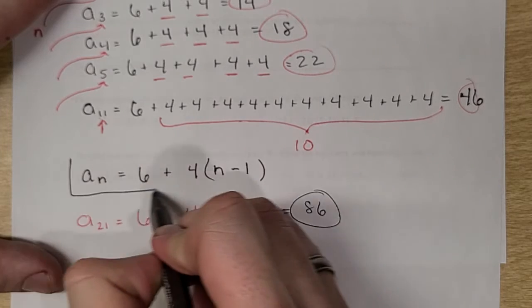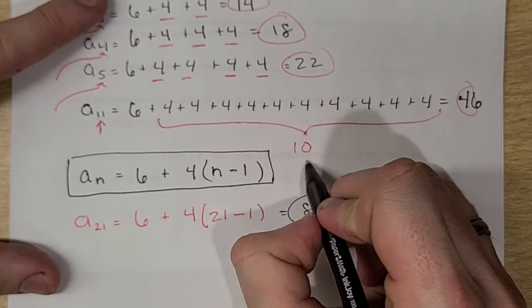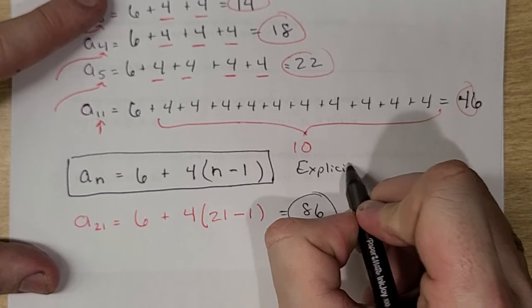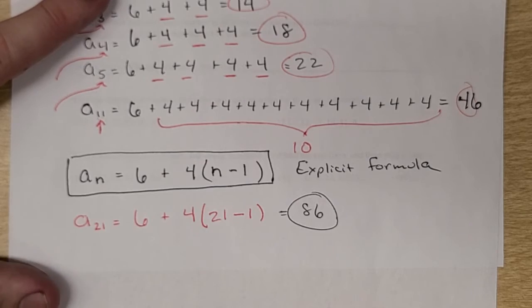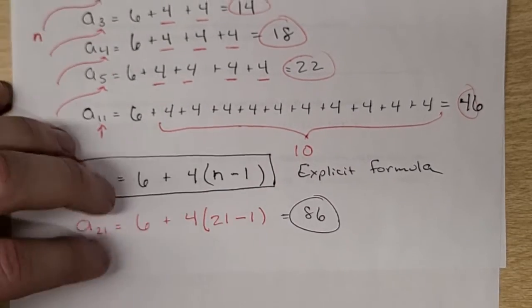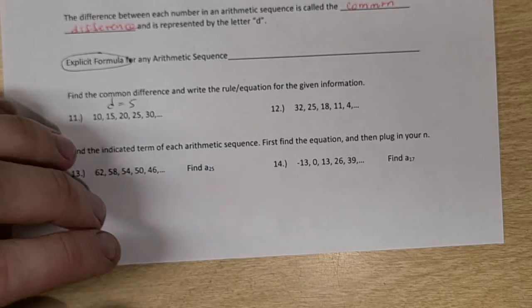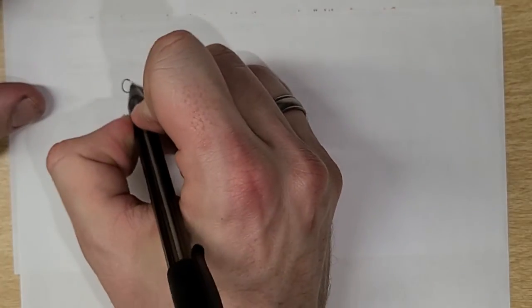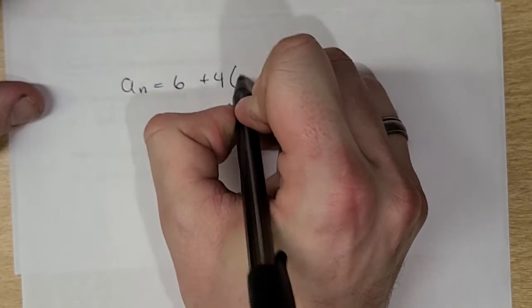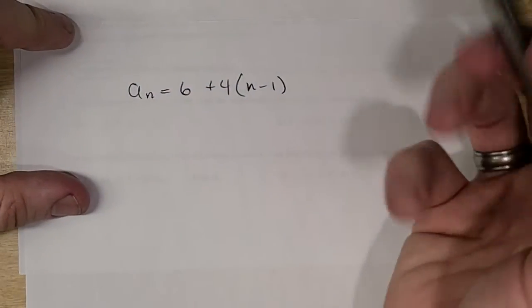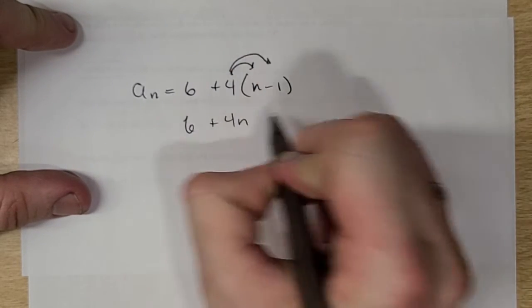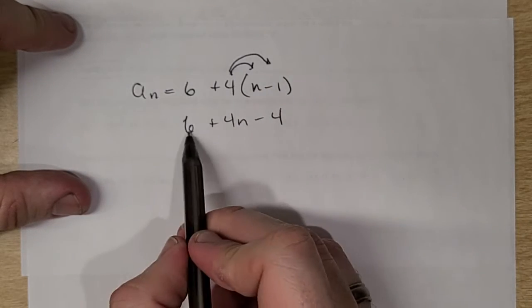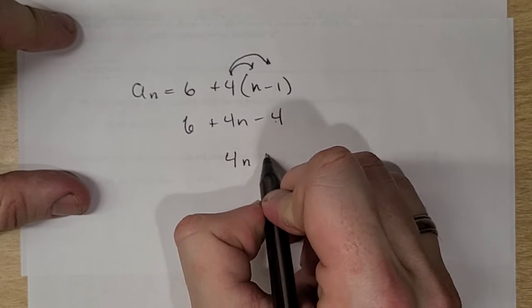Now, this right here is an example of an explicit formula. An explicit formula: 6 plus 4 times n minus 1. Now, I could show you something even cooler, and I will, because I like this nonsense. But a sub n equals 6 plus 4 times n minus 1. If I wanted to, I could distribute this, right? I get 6 plus 4n minus 4. Well, then 6 and a negative 4 come together to make 2.